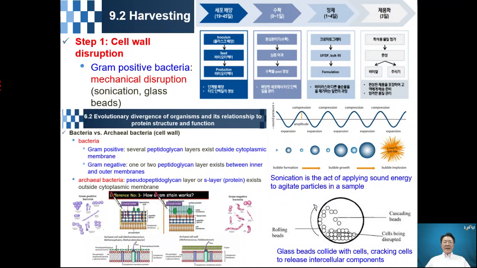In this slide, I will explain the second step in the biopharmaceutical process. We call it harvesting.